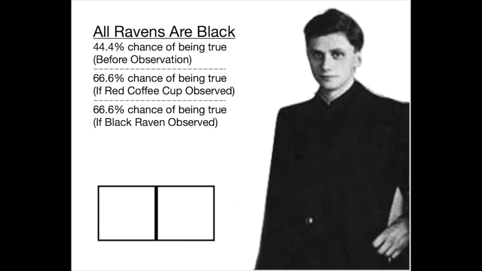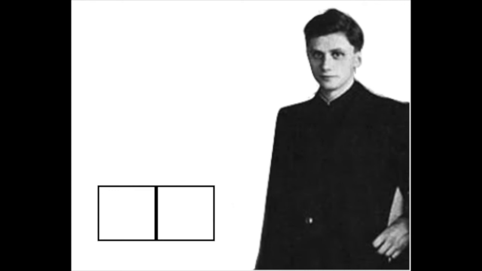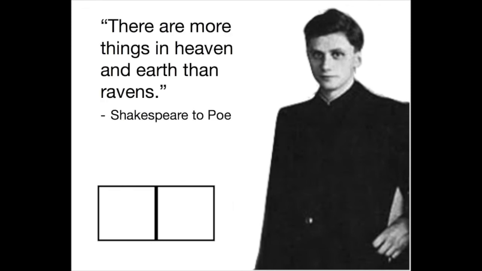Observing a red coffee cup and a black raven gives us exactly the same information regarding the statement "all ravens are black." Another option is to point out that what the paradox relies upon is the existence of a large number of non-black non-ravens, and that inferences drawn from this information about the blackness of ravens can also be evidence against the blackness of ravens.